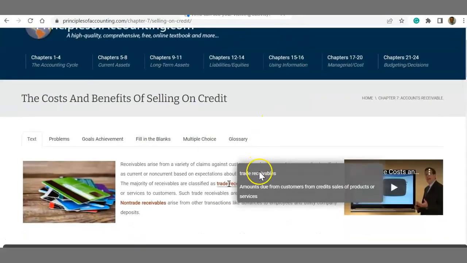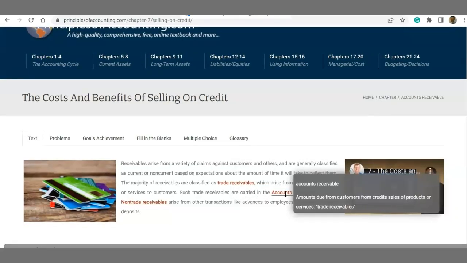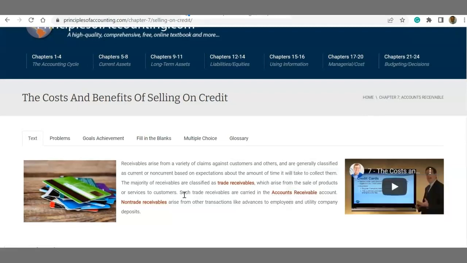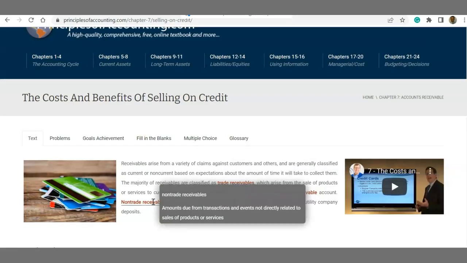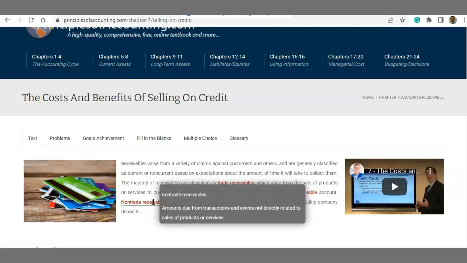So trade receivable is the amount due from customers from credit sales of products or services, which in general we sometimes call accounts receivable. It's the same thing. Non-trade receivables are receivables that are not related to your business operation. Those are receivables, but not specifically directly related to sales of products.